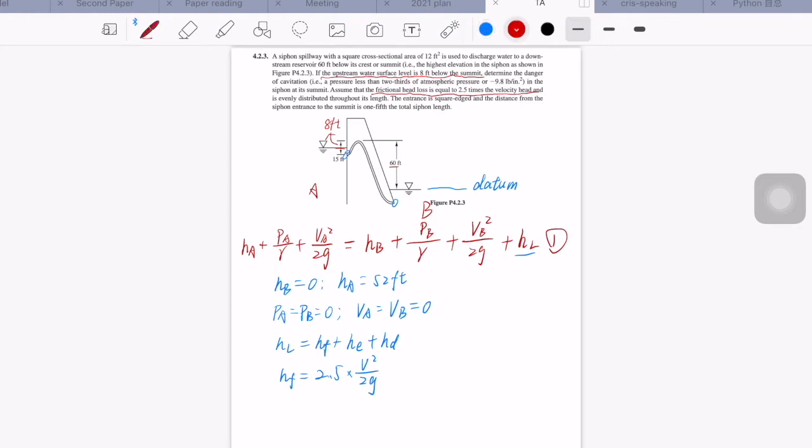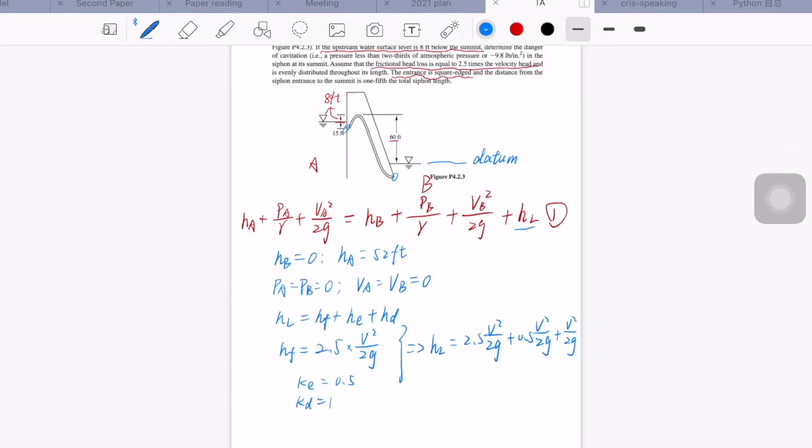And we know the entrance is square-edged, so the coefficient of the entrance loss is 0.5, and the exit loss coefficient KD equals 1. So we will have that HL equals 2.5 V squared over 2G plus 0.5 V squared over 2G plus V squared divided by 2G.